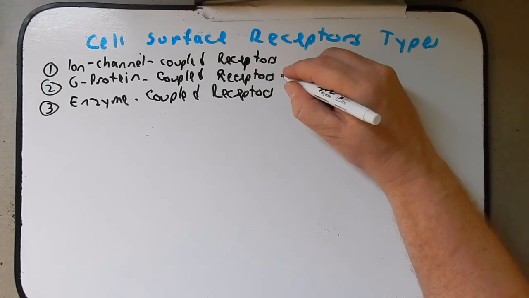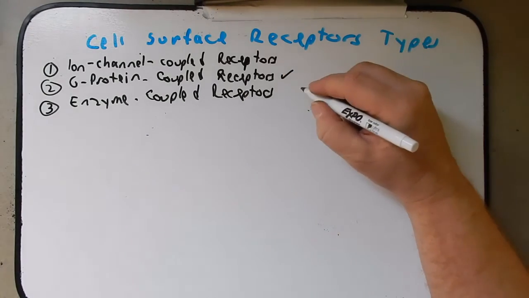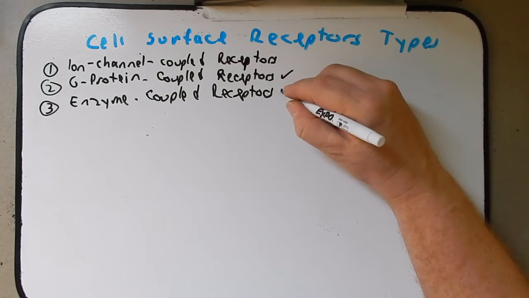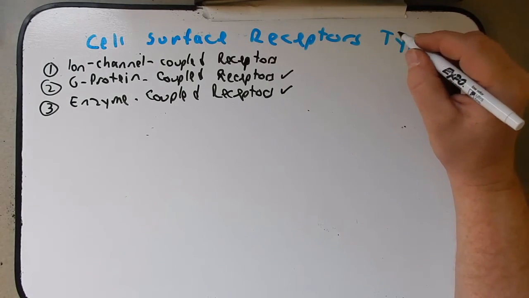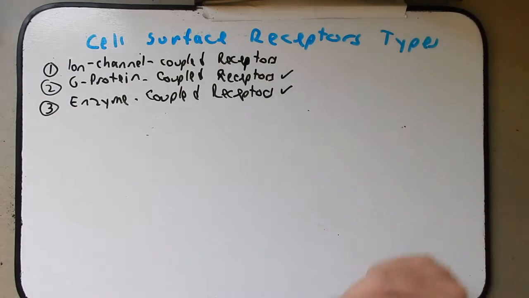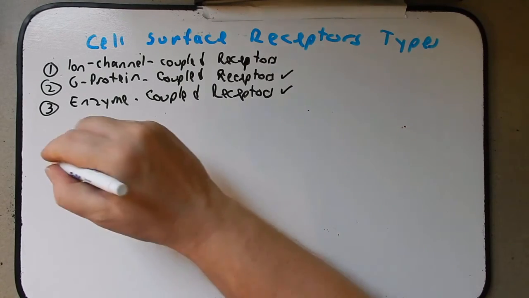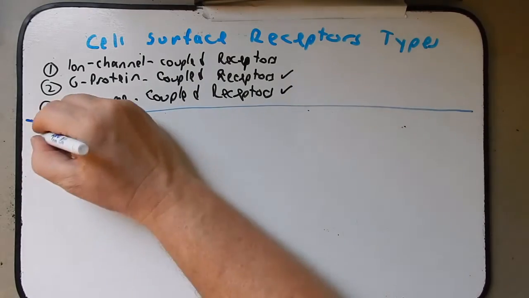So I want to introduce these three. In the next series of podcasts, we'll talk more specifically about G-protein coupled receptors. And to close off cell signaling, we'll talk about enzyme coupled receptors. But let me introduce all three of them first. So let's first talk about ion channel receptors.